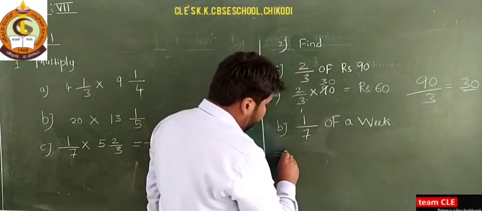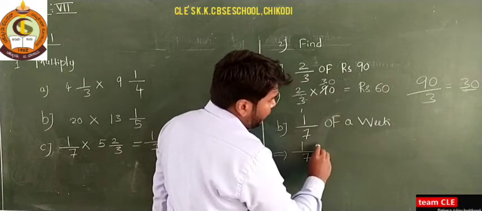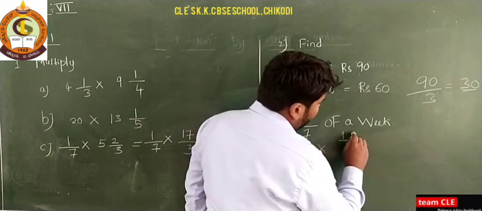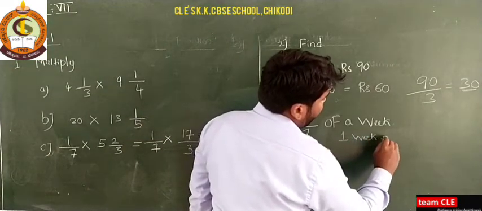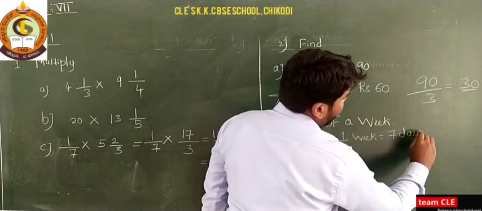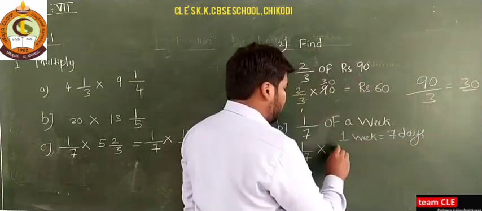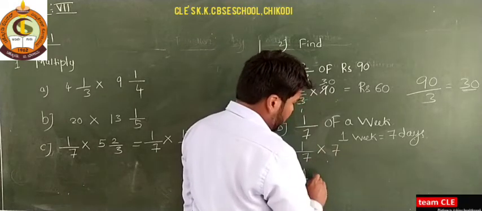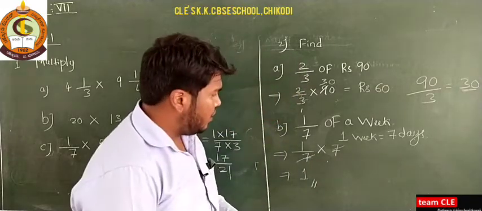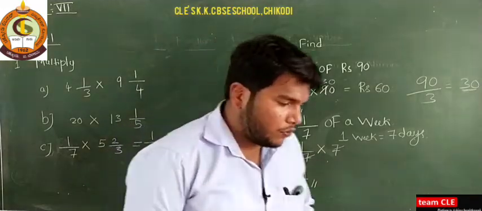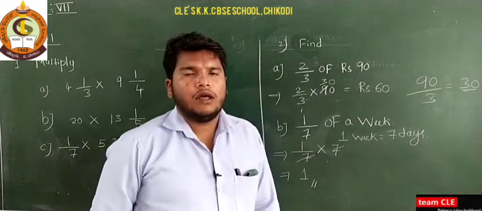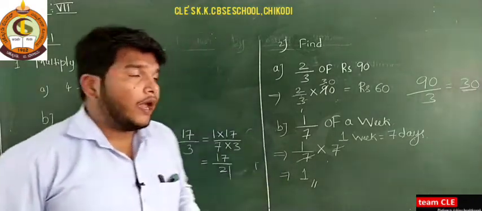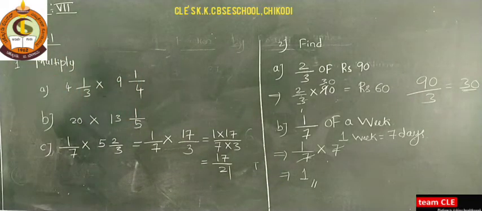Okay, similarly 1 by 7 of a week. 'Of' means into. We know that 1 week is equal to 7 days. So write into 7. So 1 by 7 into 7, the answer you get is 1, because 7 and 7 get cancelled. So the answer you get is 1. Okay, so these are some of the problems I have solved, and some of the problems of first main and second main you have to solve by yourself, and you have to send me on my WhatsApp number. Okay.